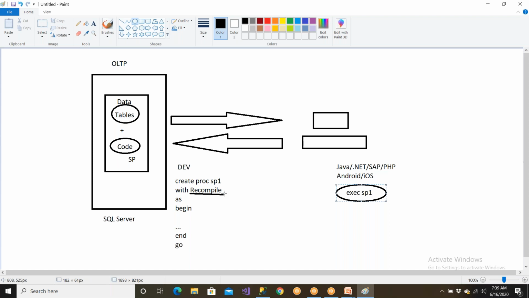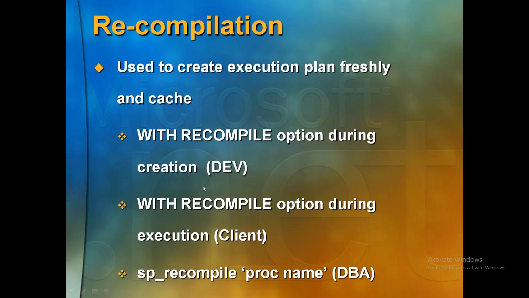If that is the case, the developer will decide and say the recompilation option with the create statement itself. Clear? So here, even though the caching is done, when you call the second time, again it's going to perform a recompile. What do you mean by recompile? Deleting the plan, recreating a new plan, and caching it. Clear? So this is the one option given to you, with the recompilation option during the creation of the stored procedure. The next one is with the recompile option during the execution.